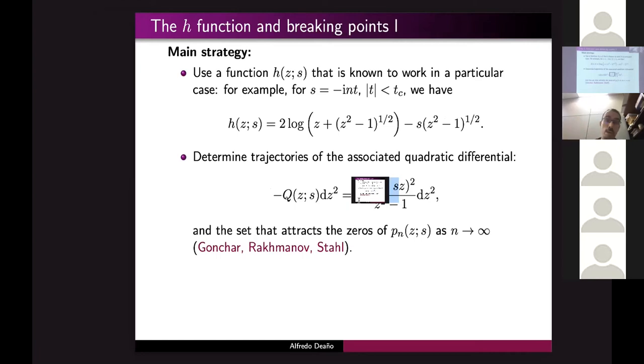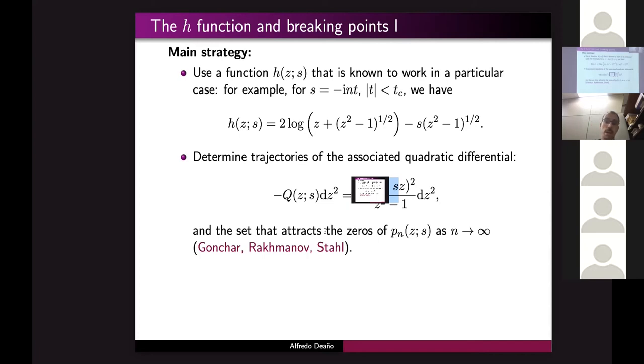If you have a two cut case, it's very similar, but you have another polynomial of degree two in the numerator with two different zeros, which are lambda zero, lambda one. So you have this quadratic differential, and you know from the theory of Gonchar-Rahmanov-Stahl that the zeros of Pn will be attracted to some trajectory of this quadratic differential.